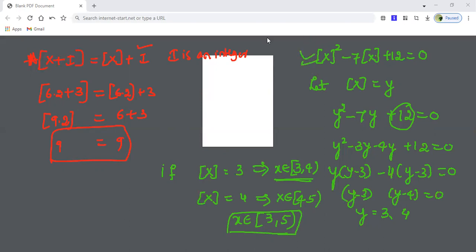Similarly, they may ask you questions like this. Say for example, one more question we will see. Say 8 is less than or equal to the greatest integer of x, which is less than or equal to 10. Okay, so what are the values for x here? It includes 8 and 10. That implies it includes 8, 9 and 10. So 8, 9, 10 are the values between this.